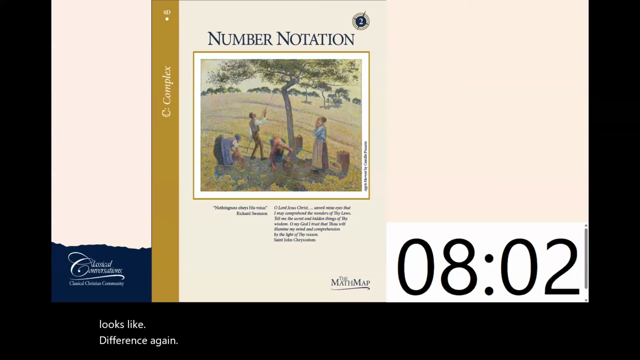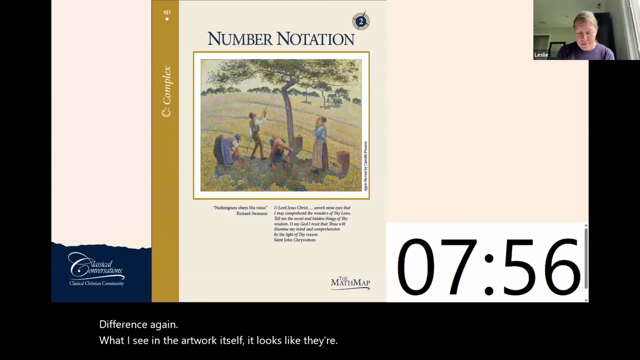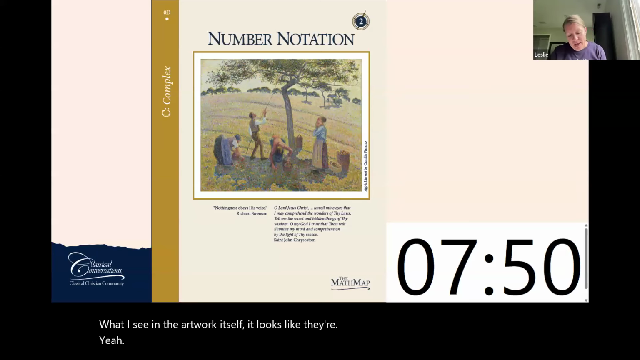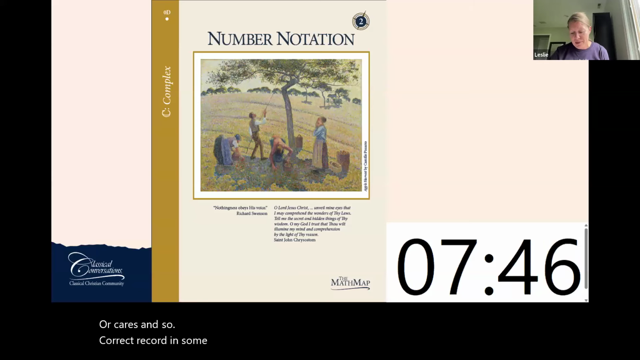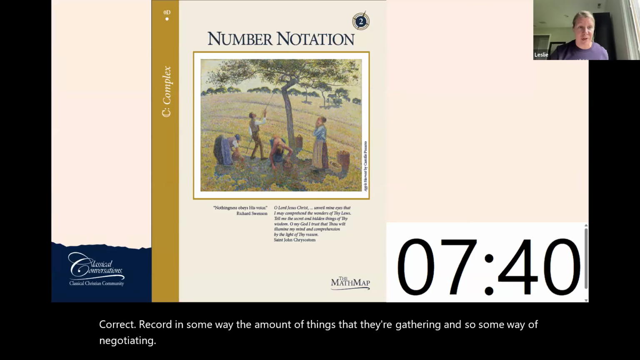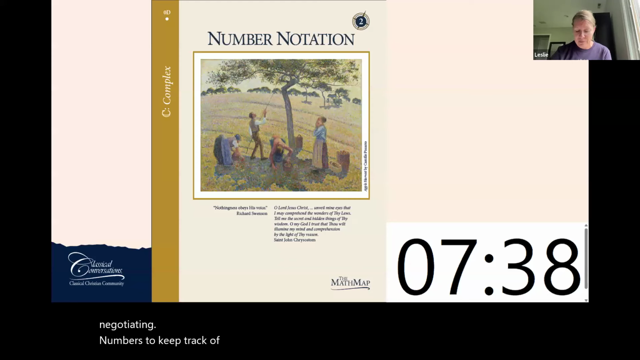What I see in the artwork itself, it looks like they are harvesting some sort of crop, whether it's apples. Yep. Or pears. And so they're going to need to record in some way the amount of things that they're gathering. And so some way of notating their numbers to keep track of what they're getting from the tree there. Excellent.